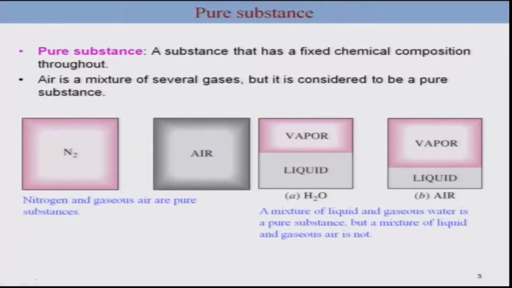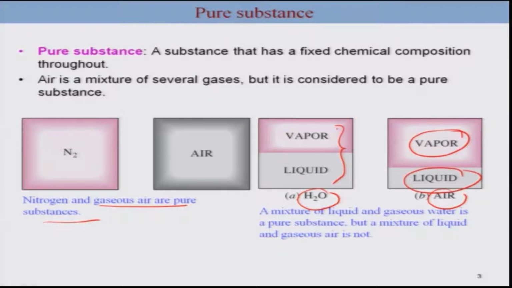So this is an example here again. Nitrogen and gaseous air are pure substances. Water, again, as I was mentioning, even though there are two phases, vapor and liquid, is still considered a pure substance because it has uniform composition. On the other hand, if you consider air in liquid and vapor, they are not a pure substance because the vapor composition would be different from the liquid composition because of the different species involved in air. So thus this system is not a pure system. On the other hand, a uniform composition of air gas would be a pure system.